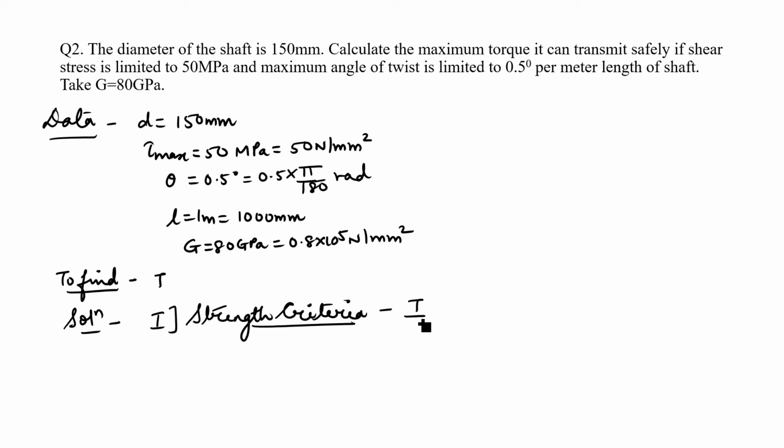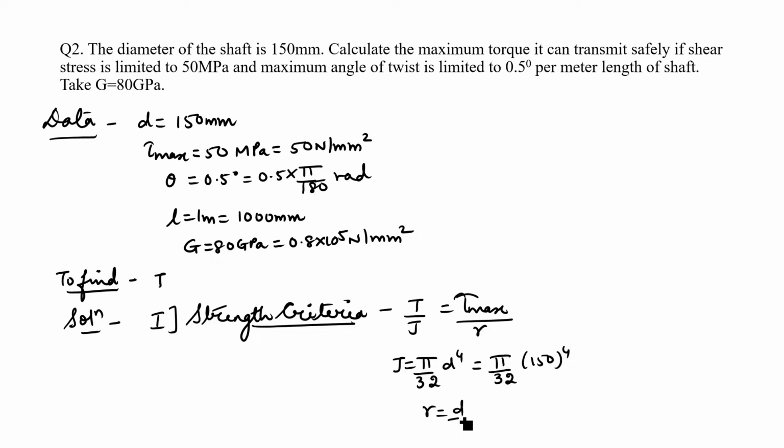The formula is T by J is equal to tau max upon R. J will have the formula pi by 32 d raised to 4. Here the value of diameter is 150. R can be calculated as d by 2, so it is 150 by 2, 75 mm. Let's substitute all of this in this formula.